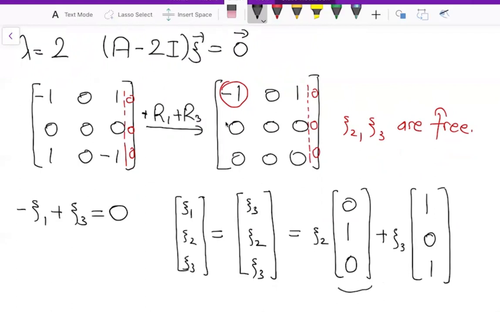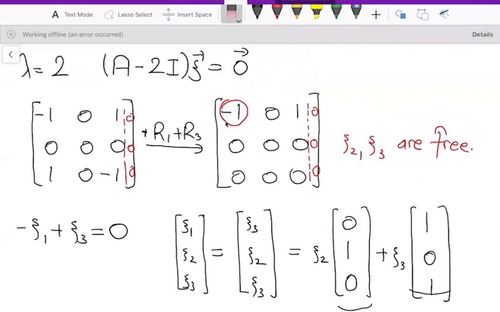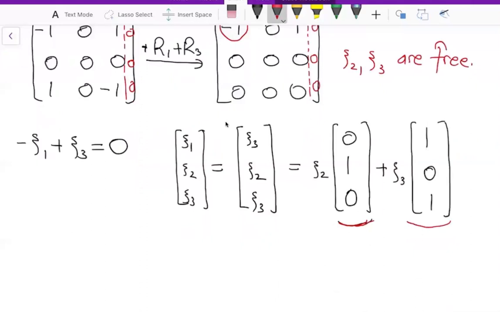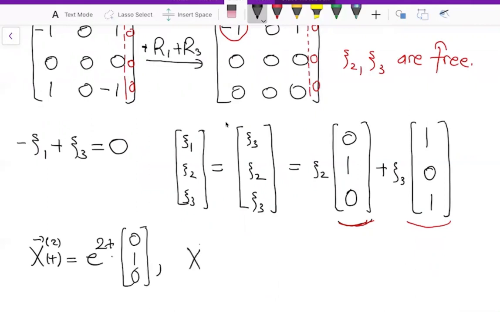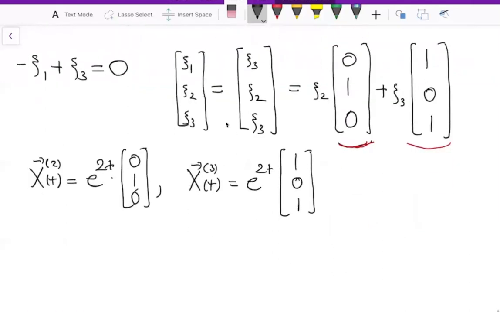Basically, these are two eigenvectors which are linearly independent. Because how do you check linear independence for two? They're not multiples of each other. So I can use each of them to write my solutions. I can write the second solution, which is going to be e to the 2t times 0, 1, 0. And I can write my third one, which is 1, 0, 1. So I'm leaving the Wronskian check to you. You can easily see that the Wronskian is non-zero.